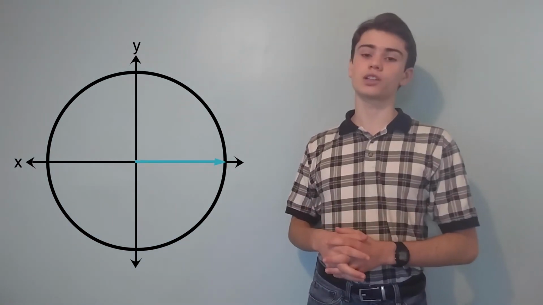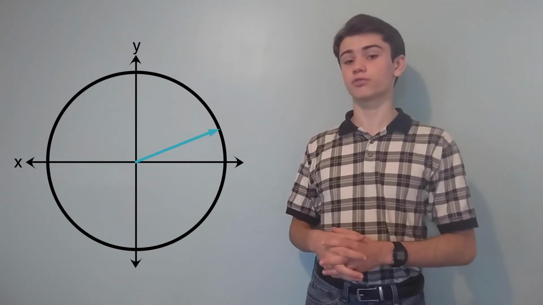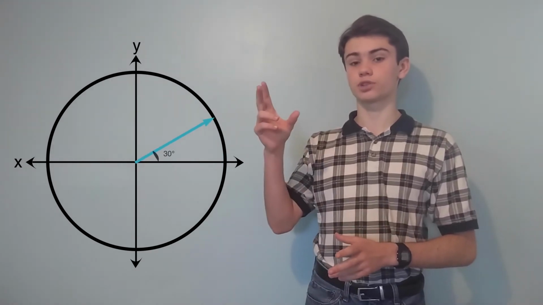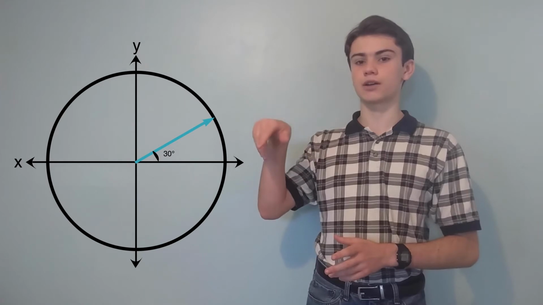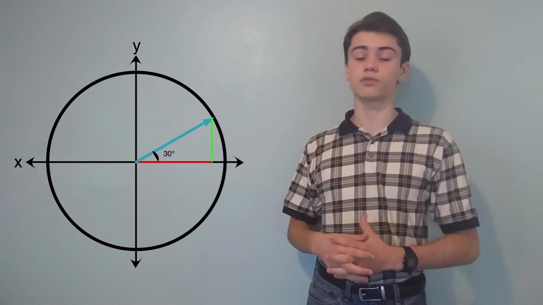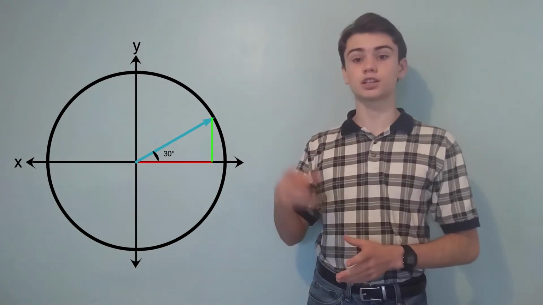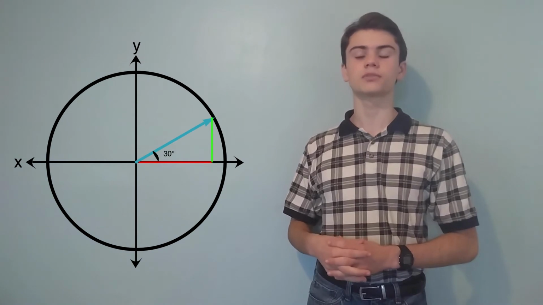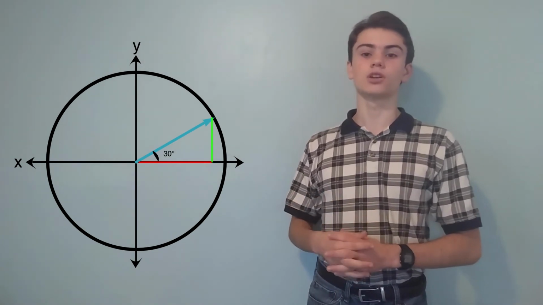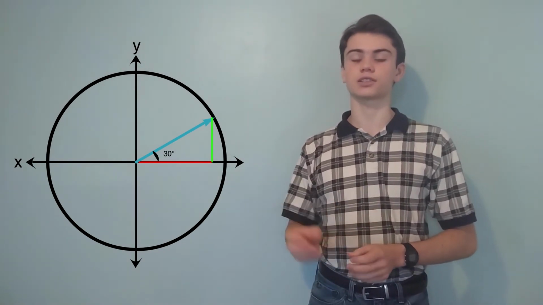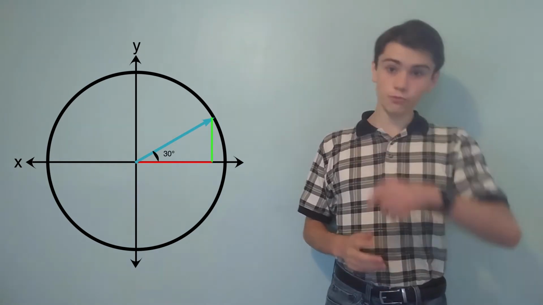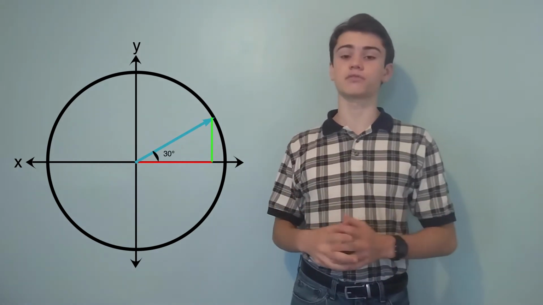So, we can imagine creating a right triangle from this vector. We already have the hypotenuse, which is the radius, and we're going to drop down the side from the terminal point of the vector down to the x-axis. That's going to be our opposite side of the angle. And then we have the adjacent side of the angle, which is going to be on the x-axis. So, we can calculate the sine and cosine of these angles.